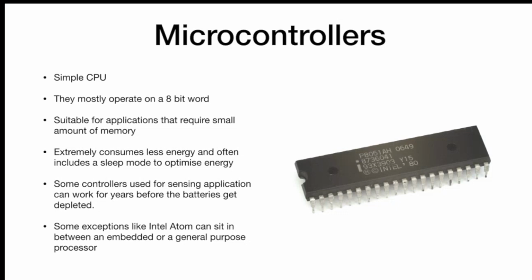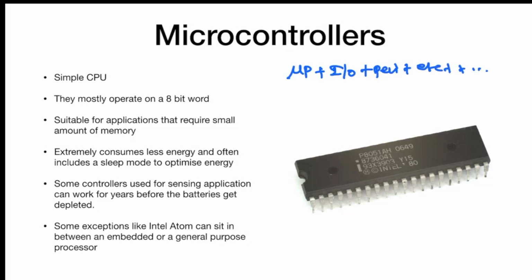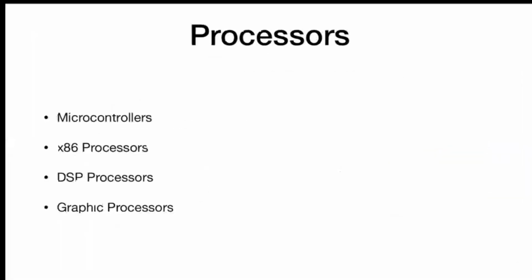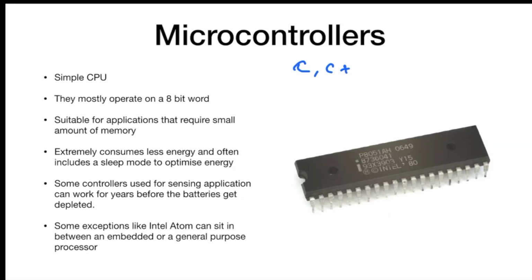Generally, I already told you about microcontroller. It is the concept of MUP. MUP means microprocessor plus IO ports plus peripherals plus etc. So generally when we see C and C plus plus, similarly here MUP and MUP plus plus will be equal to MUC, that is microcontroller. That's what we usually see.